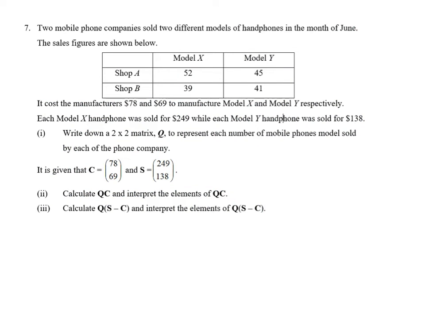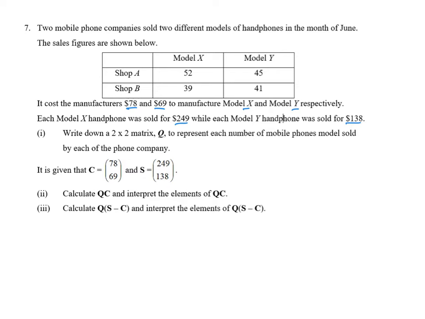Question number 7. Two mobile phone companies sold 2 different models of handphones in the month of June. Now we have the model Shop A, Shop B, and Model X, Model Y. It cost the manufacturers $78 and $69 to manufacture Model X and Y respectively. So down here in the table we got the quantity and now we get the price. Each Model X handphone was sold for $240, so we have the selling price as well, and $249 and $138.